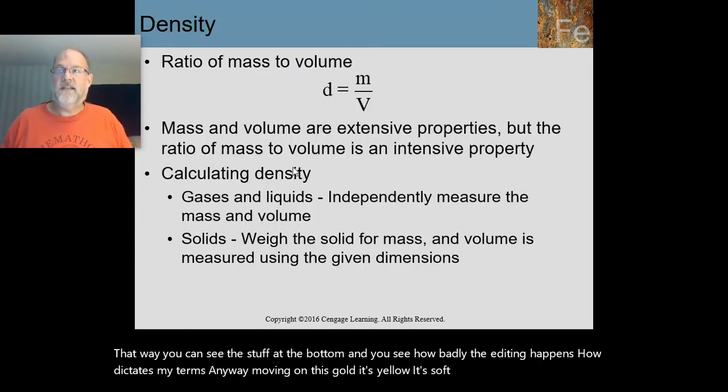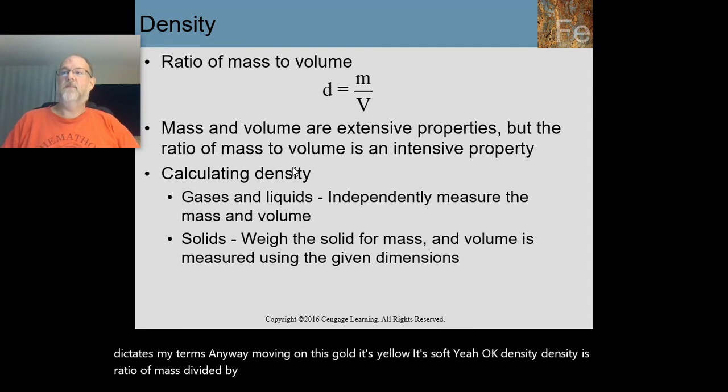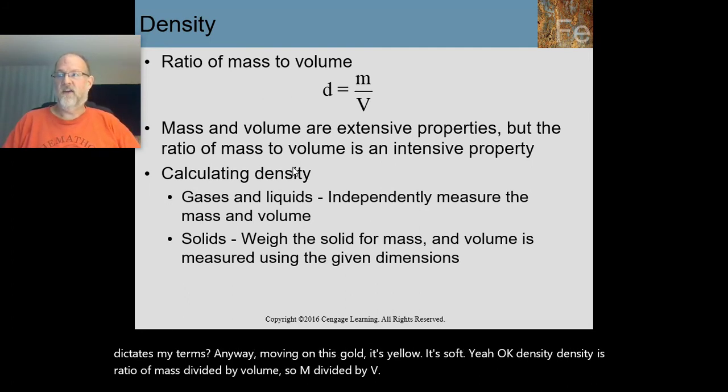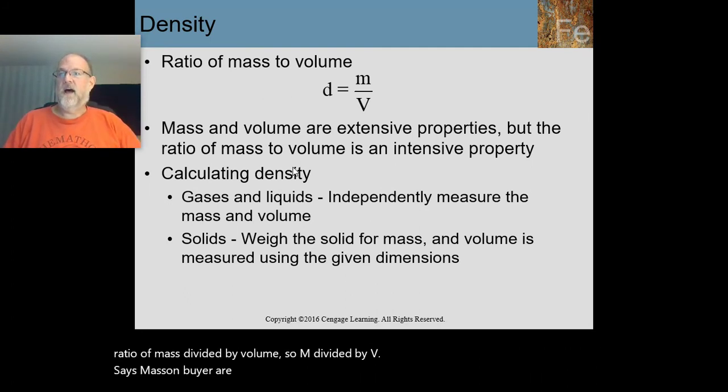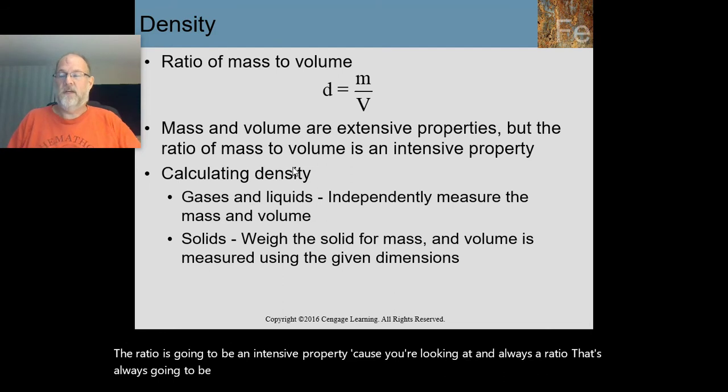Okay, density. Density is a ratio of mass divided by volume. So M divided by V. It says mass and volume are extensive properties. The ratio is going to be an intensive property because you're looking at a ratio that's always going to be the same. No matter how big the sample is, the density is going to be the same.